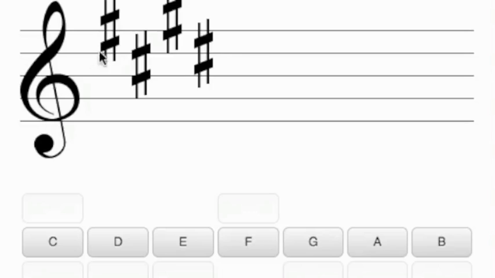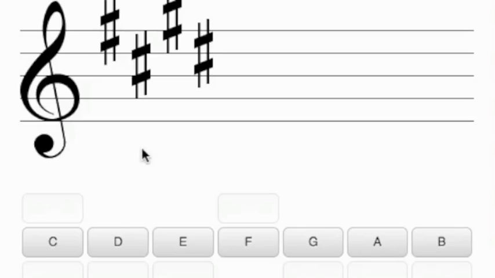Now, I'm looking at this and I'm seeing that there's an F sharp, C sharp, G sharp, and D sharp. What I would say is eventually you'll get used to that. You'll be able to look at this immediately and see which key it is just by the shape, just by seeing the fact that there's four sharps there. But let's work it out.